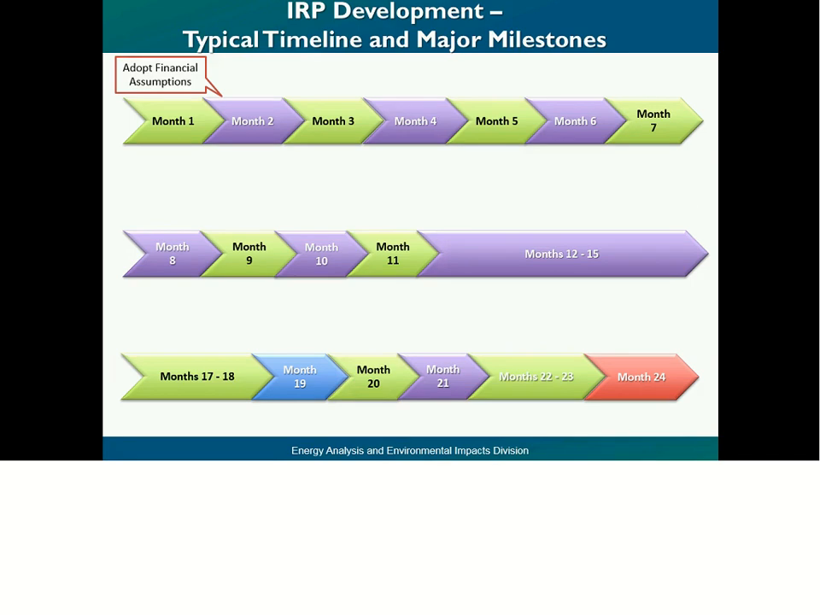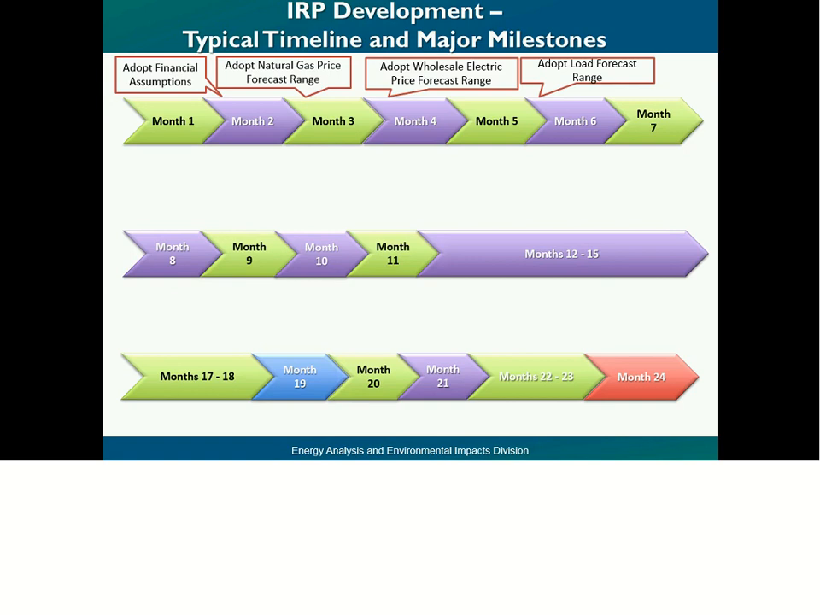So you need to settle on a bunch of financial assumptions, not just a discount rate, that have to do with what your resources are going to cost. Who's going to build them, for example? Natural gas price range is important, I suspect, for you folks. Coal price range as well. Wholesale price range, really important. And a load forecast range. Those are the building blocks about a lot of things that happen downstream, and they need to be picked out and agreed to early.